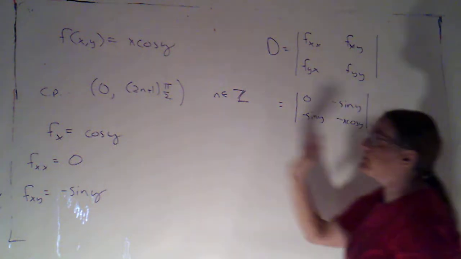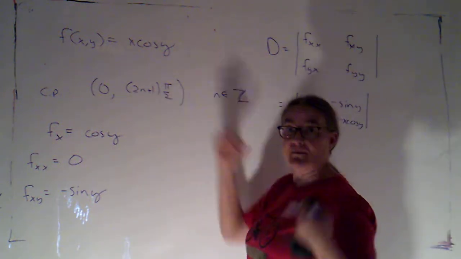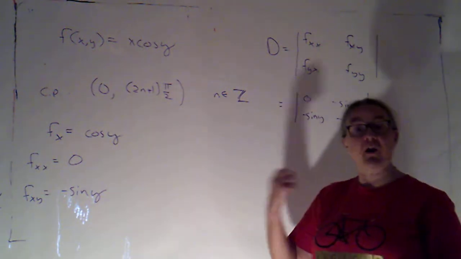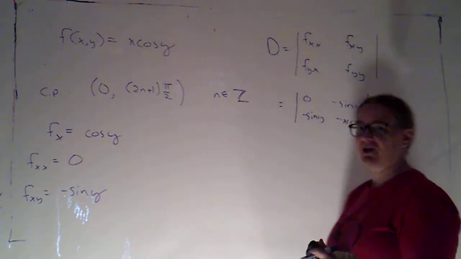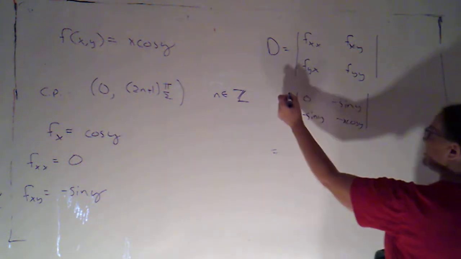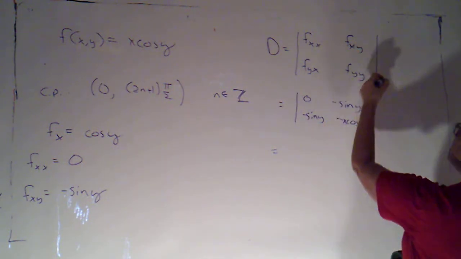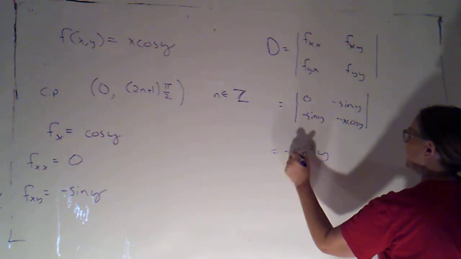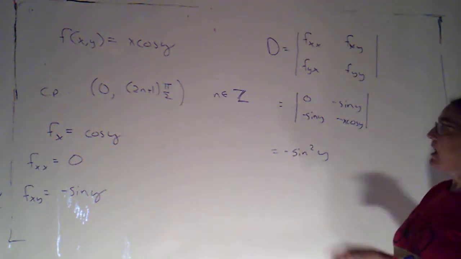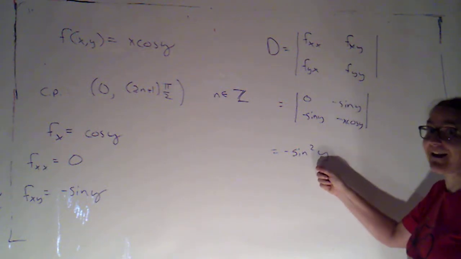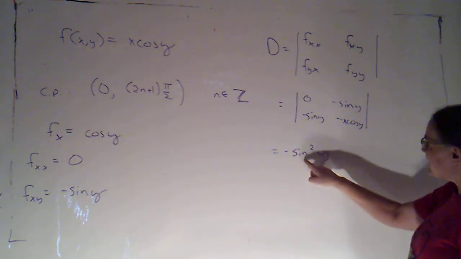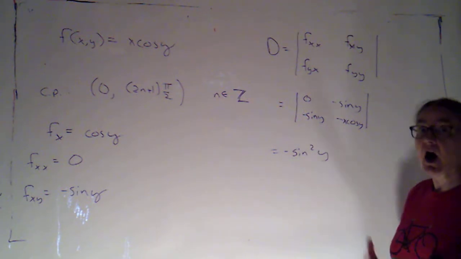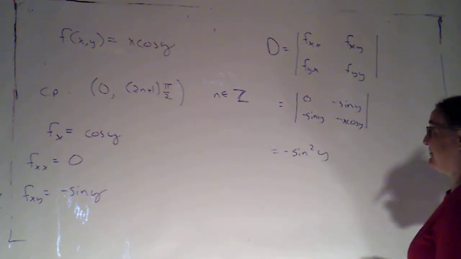I know that I'm going to need to evaluate at this critical point. Because there are infinitely many of them, I'm trying to simplify the formula as far as I can before I start plugging in. So this determinant would just be 0 minus sine squared y. That's actually quite nice, because since this is negative sine squared, if sine of y is 0, I'm going to get 0. Otherwise, I'm getting something negative.